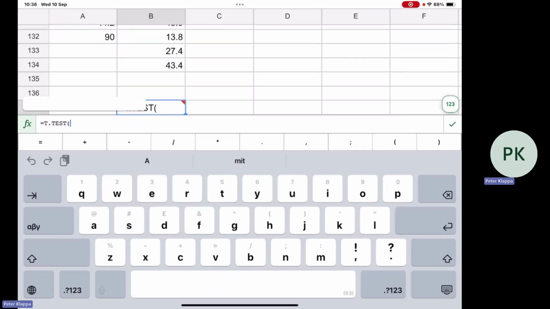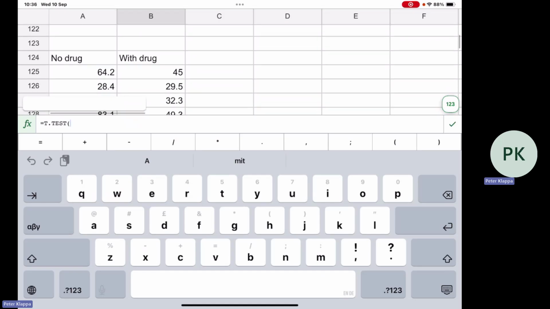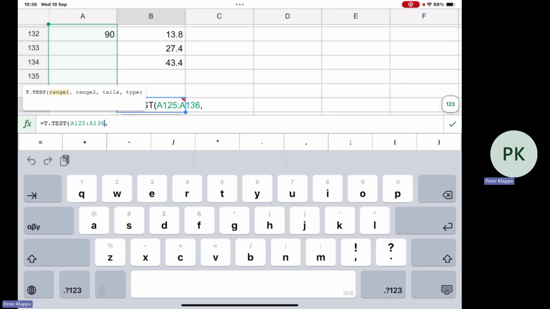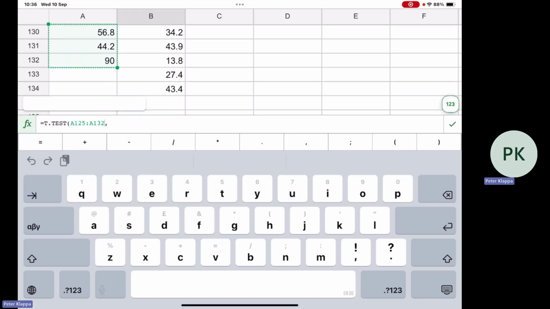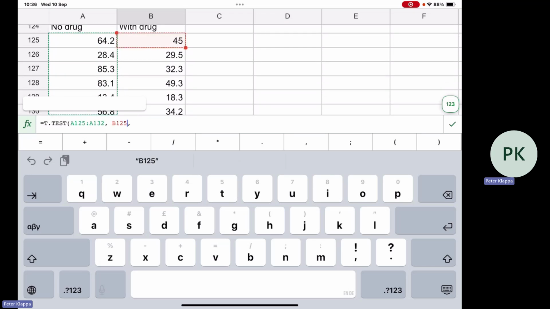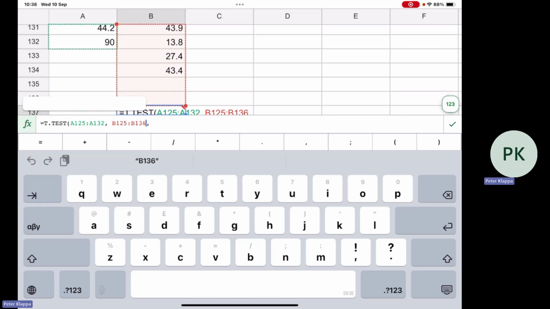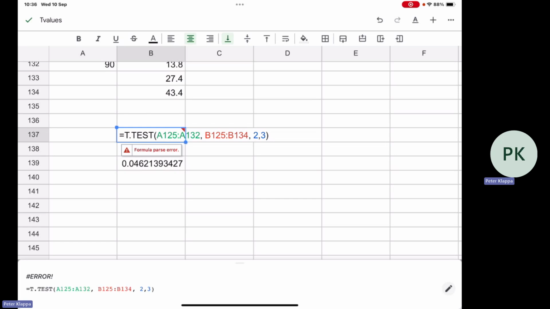It doesn't like me today, huh? T-test. Okay, so that's the first one. The second one. Okay. Now we want 2 for two-tailed, and we want 3 for Welch test. Close the bracket. Keep fingers crossed.